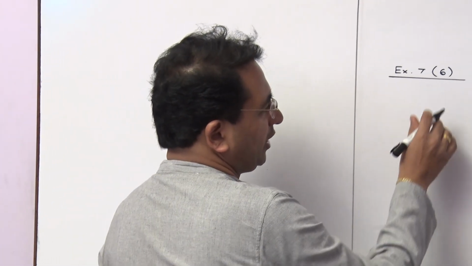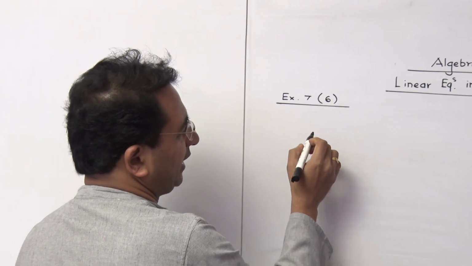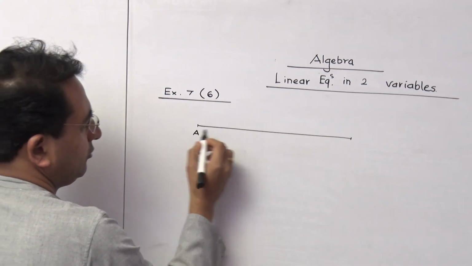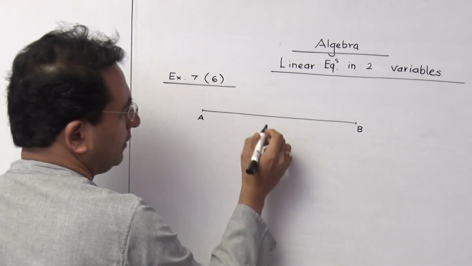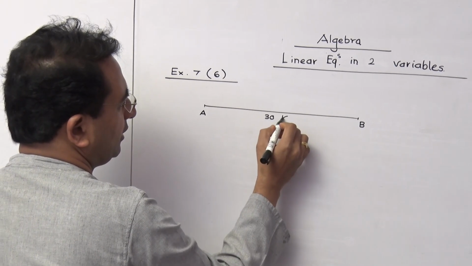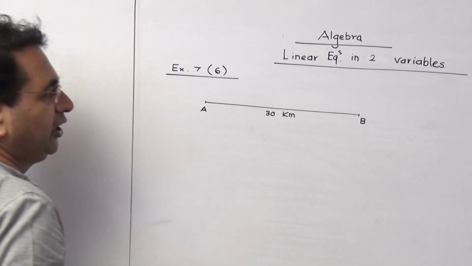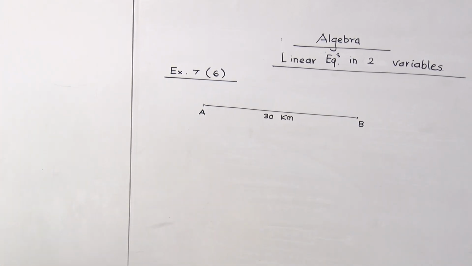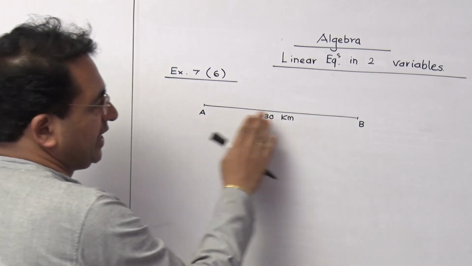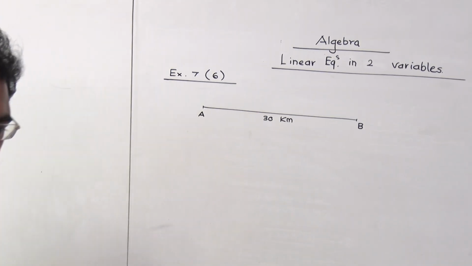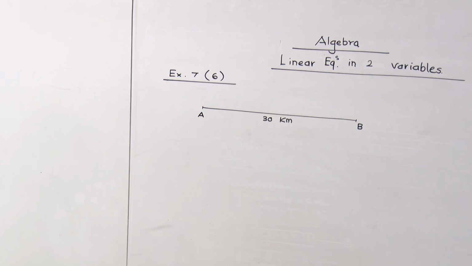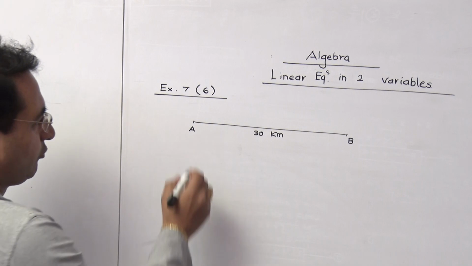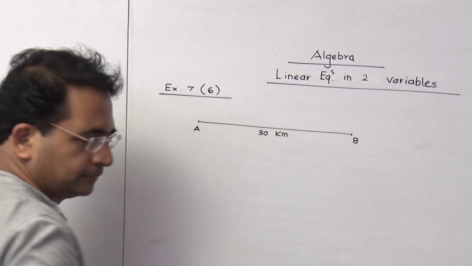I am explaining this with the help of a diagram now. There are two places A and B, so I am just drawing this segment and writing that the distance between them is 30 kilometers. Correct? So the first line according to the diagram is like this. A and B are two places 30 kilometers apart, and they are on a straight road. That's why we are drawing a straight line.